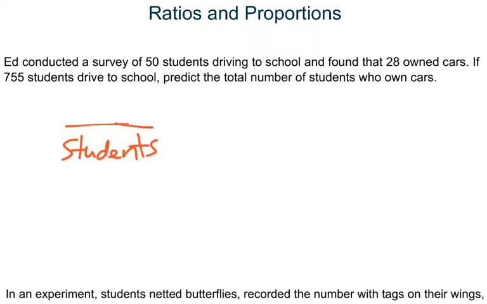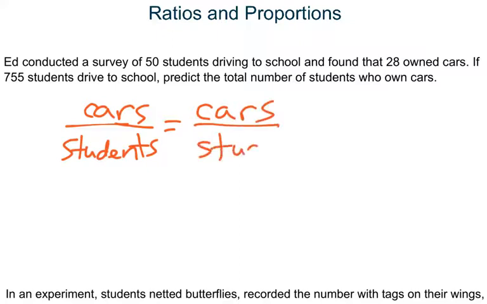That's total. We always put the total on the bottom. You technically don't have to, but I like to always put the bigger number on bottom when I set up a proportion. So here I have 50 students driving to school. 28 of them owned cars. So this is the ones that drive cars. Now what you have to do is make sure it matches the same thing on the other side. Cars over students. So that's how we're going to set up our proportion here.